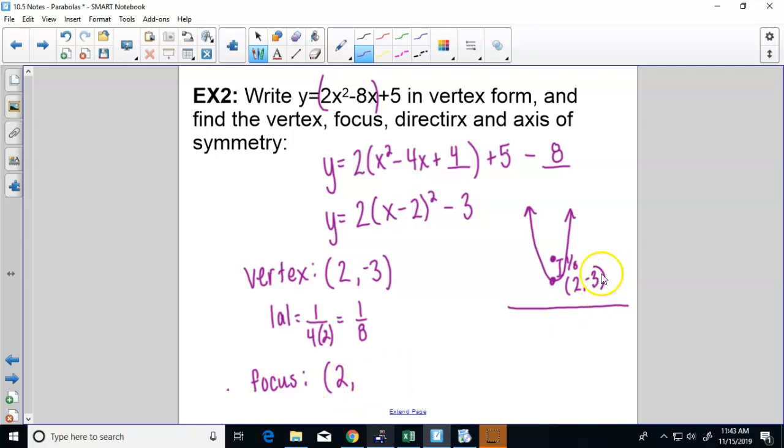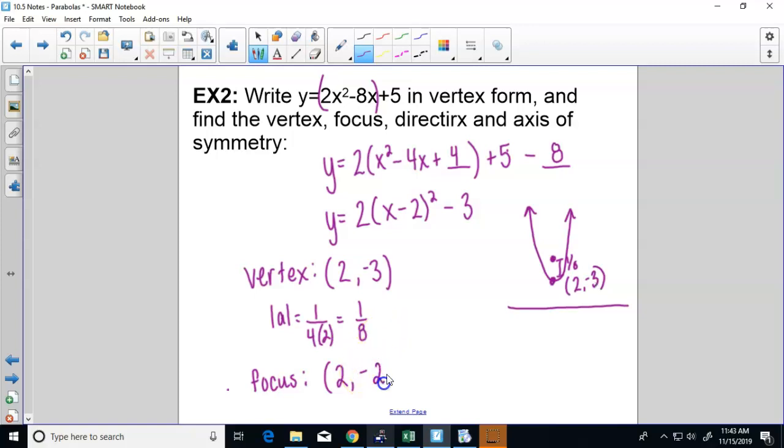It's going to be 2. It's not going to be... So we got to go up from negative 3. We got to go up 1/8. So what's that going to give us? Yes, negative 2 and 7/8.